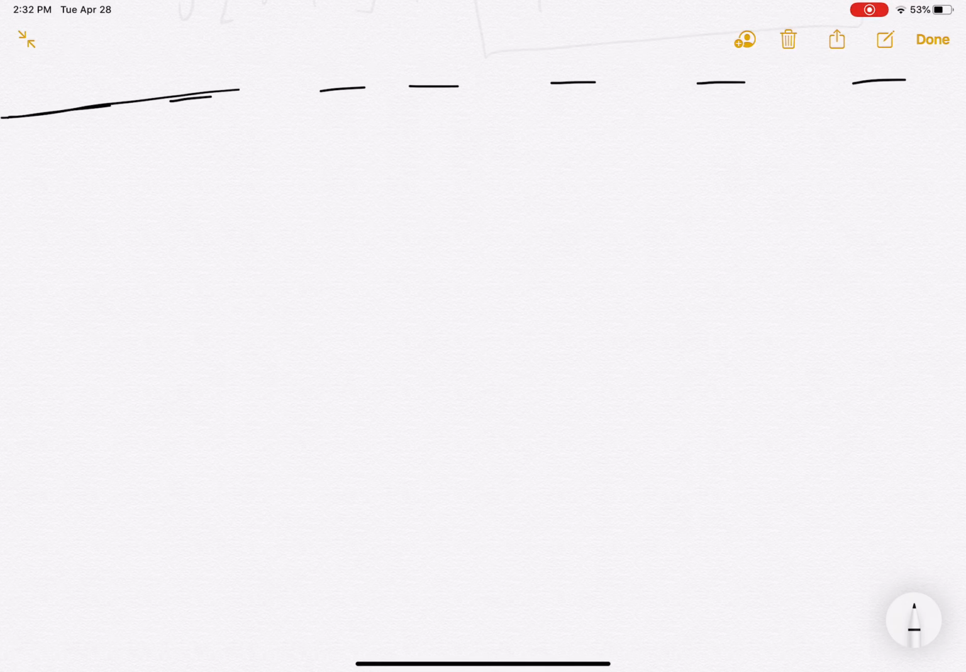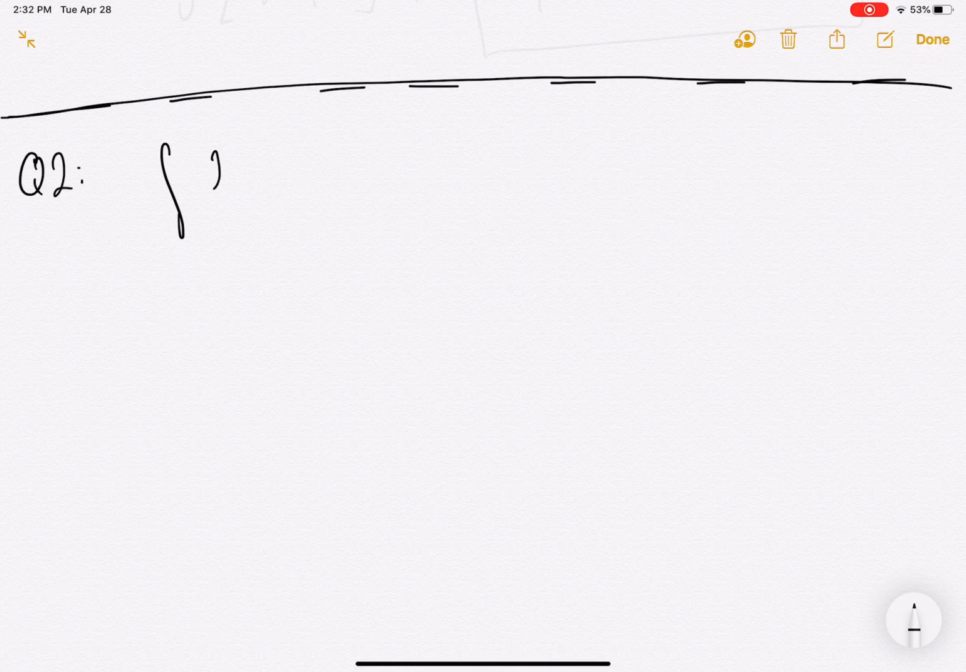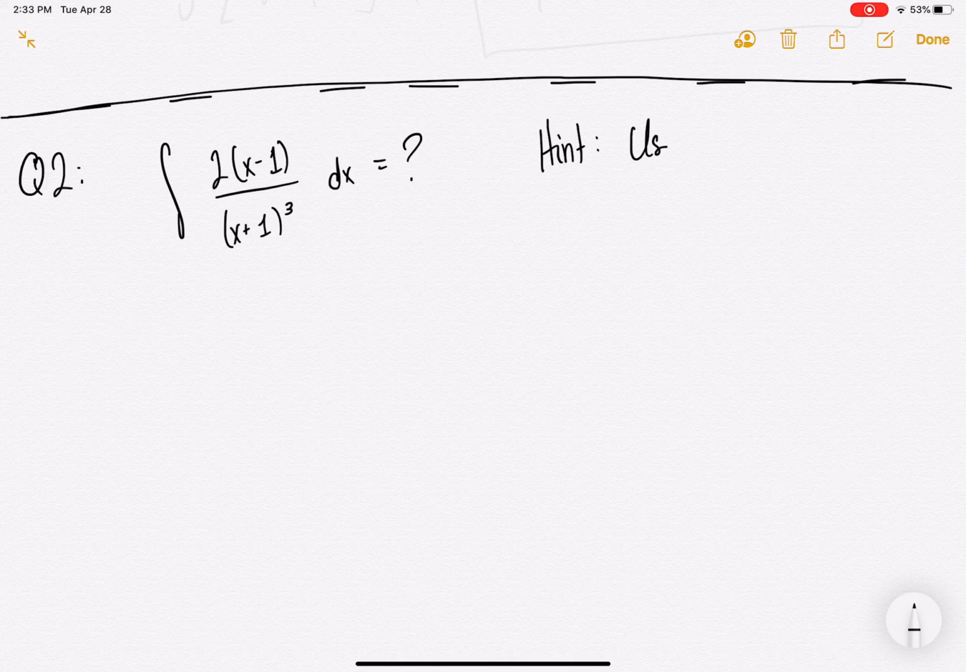Question 2, a little bit easier, I think anyway, because I give you a hint. So I'm looking for the integral of 2x minus 1 divided by x plus 1 cubed dx. And I say hint, use u sub with u equals x minus 1 over x plus 1.